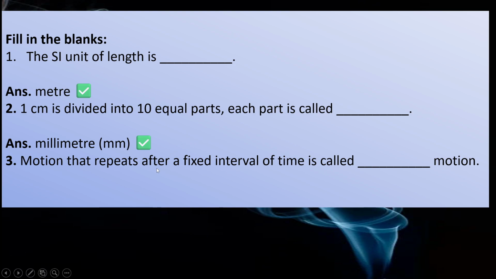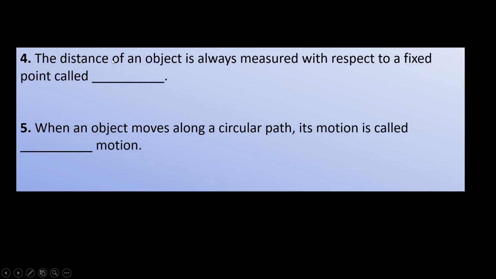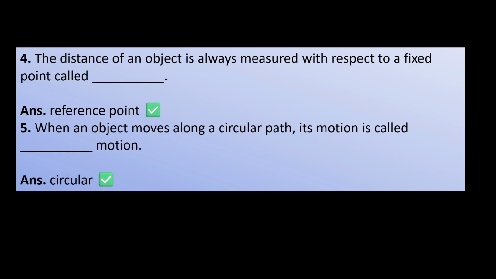Millimeter. Third one. Motion that repeats after a fixed interval of time is called dash motion. Answer is, guess, periodic. Fourth one. The distance of an object is always measured with respect to a fixed point called reference point. Fifth one. When an object moves along a circular path, its motion is called dash motion. What is the answer? Answer is circular motion.